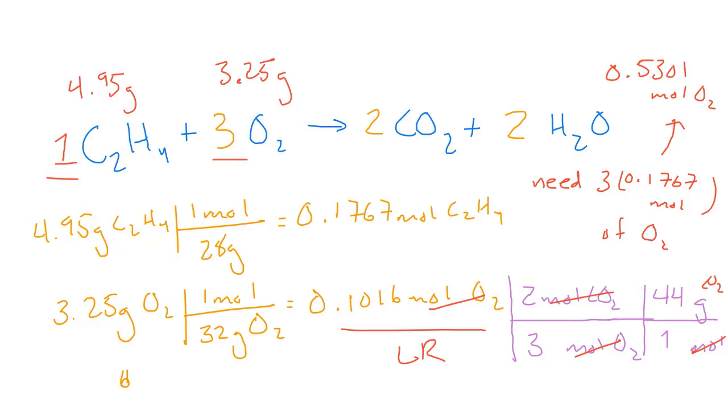Can someone tell me what that is? Multiply everything on the top, divide by everything on the bottom. 0.98 grams of CO2 was produced. Thank you, Melanie.